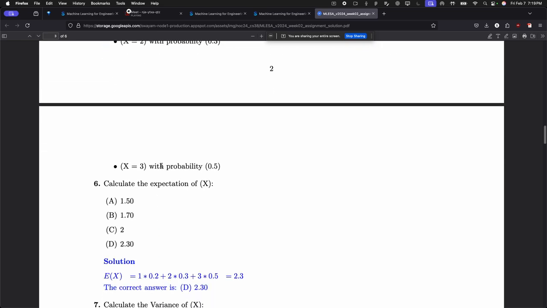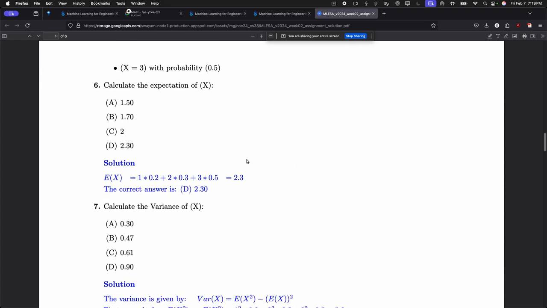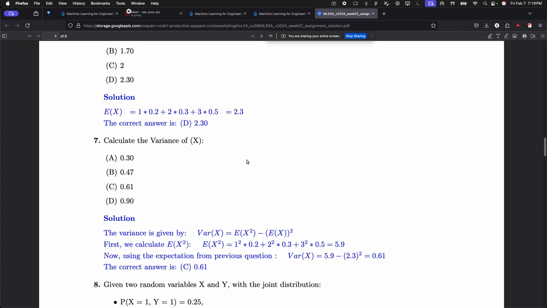So this x is equal to 1. It does 1 into 0.2, 2 into 0.3, 3 into 0.5, so E[X] is 2.3. Variance is given by this formula: expectation of x square minus expectation of x whole square. So x square means 1 square into 0.2, 2 square into 0.3, 3 square into 0.5. Then the last one, the expectation 2.3, we square it and subtract it, we get 0.61. Got it?